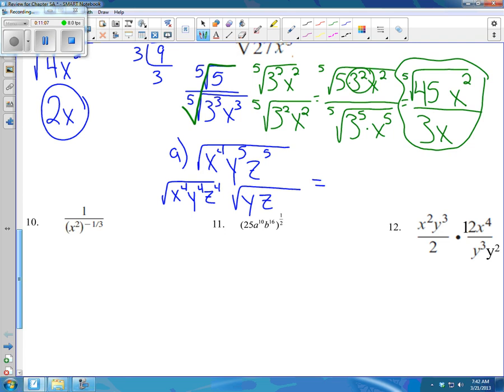So now I'm going to take all the perfect out. The square root of x to the fourth is x squared. Same with the y and the z. My perfect stuff is out, and not perfect will be y and z still stuck in there. Okay, that's number 9.